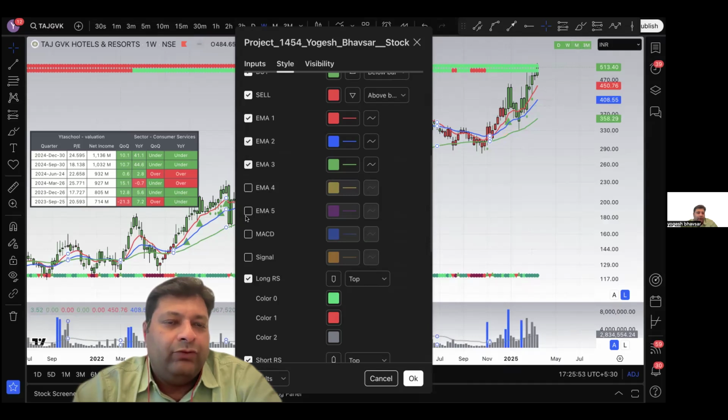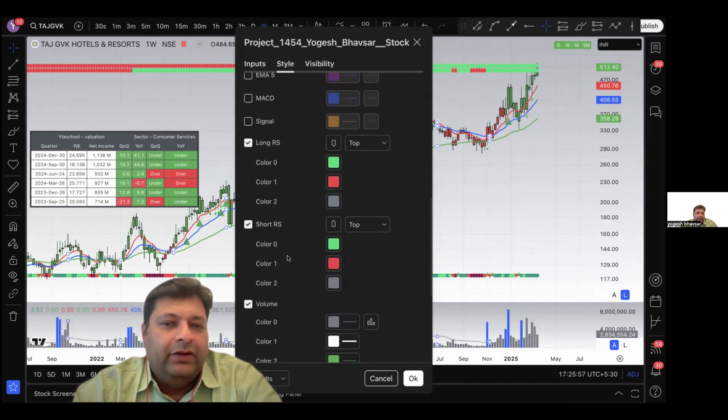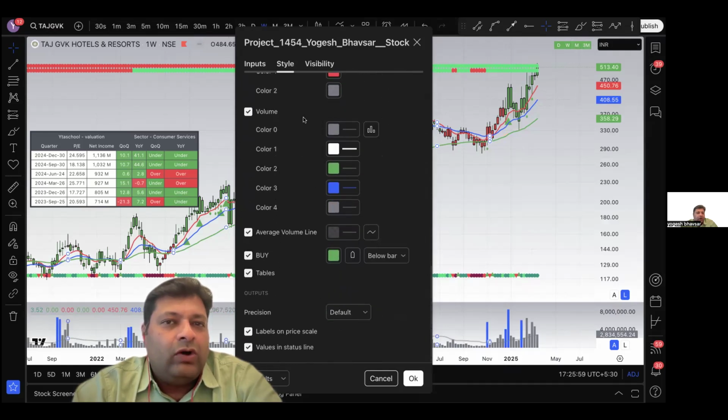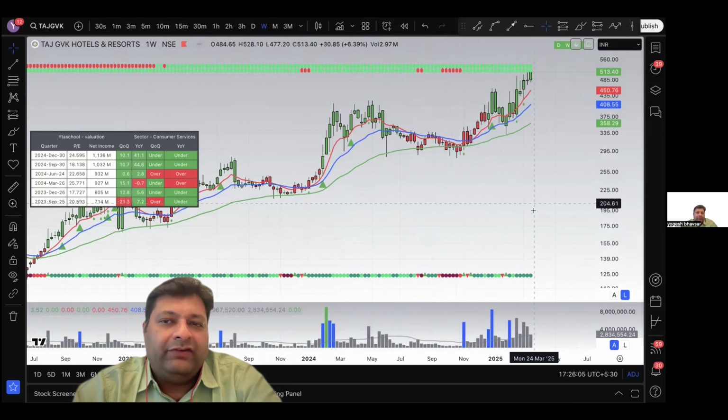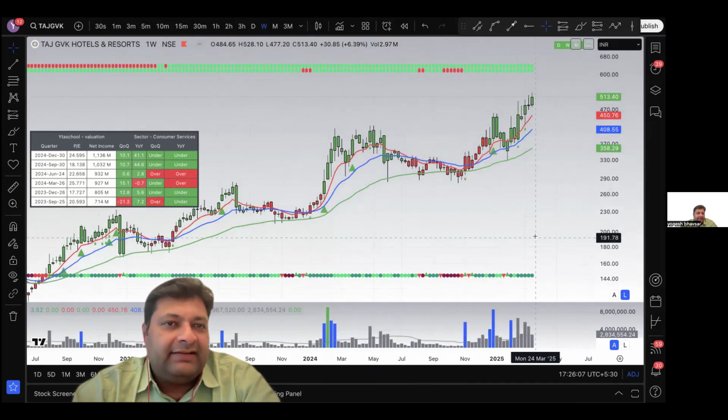I want to use only 3 EMAs, so I'm going to use only first, second, and third, and I'm going to untick fourth, fifth, MACD, and signal. Go down, and there are no other changes. You go and press OK.